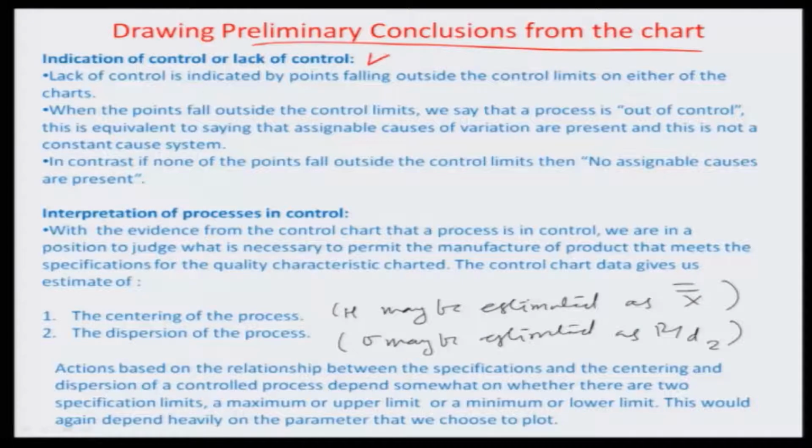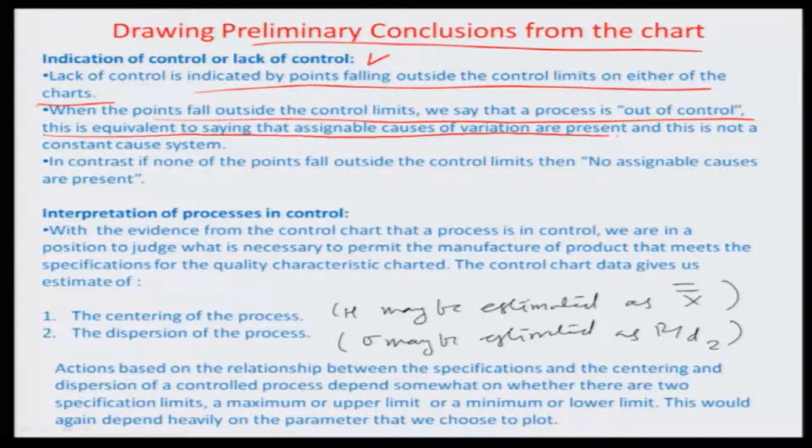Lack of control obviously would be indicated by points falling outside the control limits on either side of the control charts, and when the points fall outside the control limits, we say that the process is out of control. This is equivalent to saying that assignable causes of variations are present and this is not a constant cause system. In contrast, if none of the points fall outside the control limits, then no assignable causes are present.